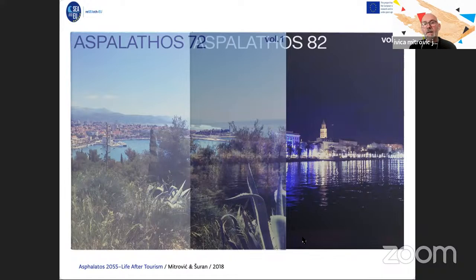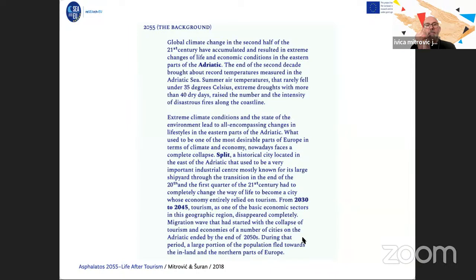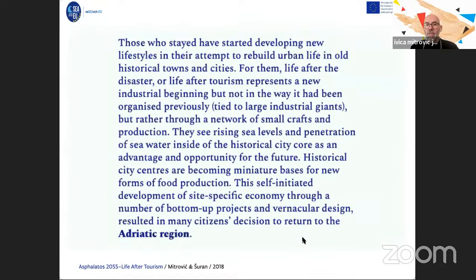And in our scenario, in 2055, slowly with disaster, tourism as one of the most important economic sectors disappeared completely. And migration started with the collapse of tourism. A number of citizens fled towards the inland and the northern part of Europe. Those who stayed tried to use sea level rising and the penetration of seawater inside the historical city core as an opportunity for the future, as a kind of new hope.